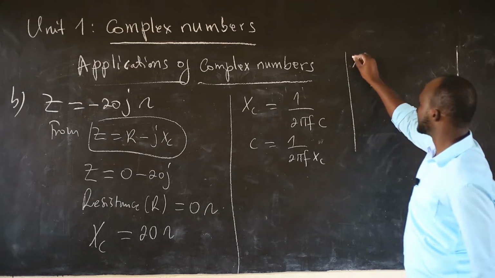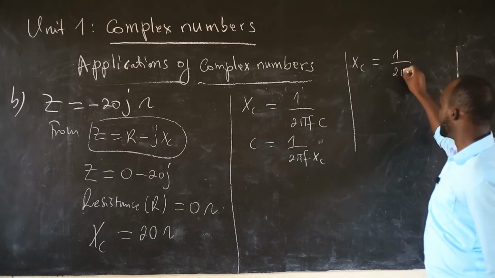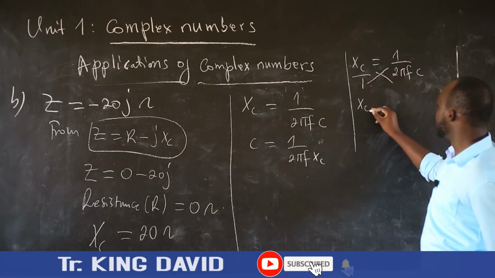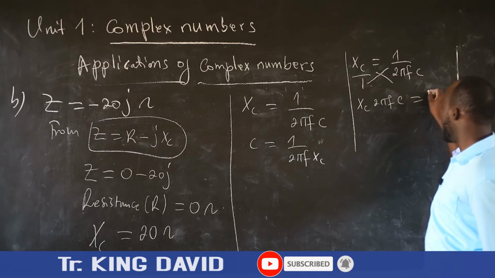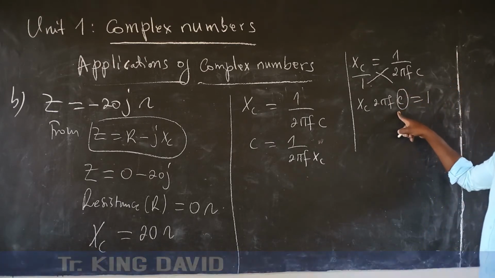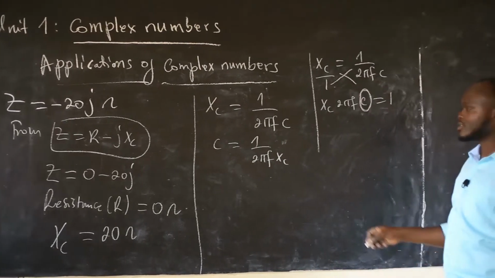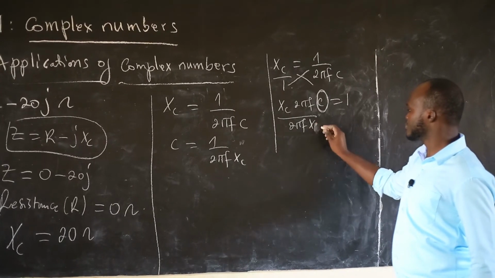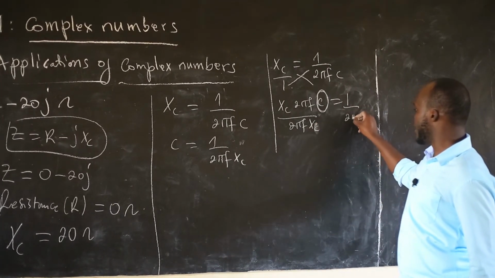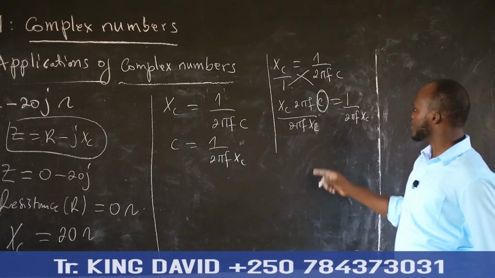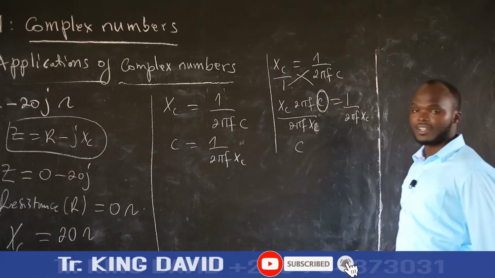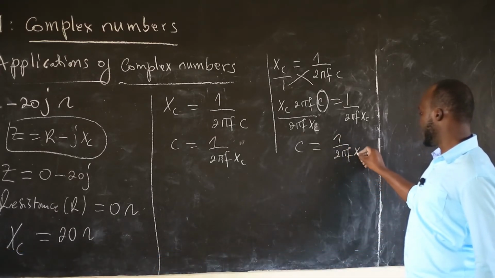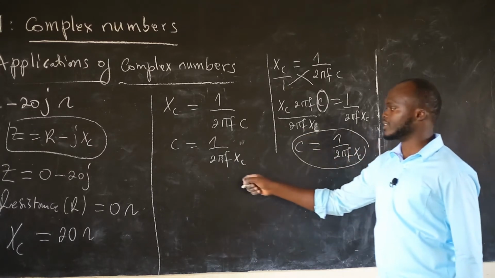What I have done: I have XC equals 1 over 2 pi FC. We do cross multiplication. We get XC times 2 pi FC equals 1. Remember, we want to make C the subject of the formula, so I have to divide both sides by 2 pi F XC. So we're going to stay with C, which is capacitance, equals 1 over 2 pi F XC. So that's what I have written here.